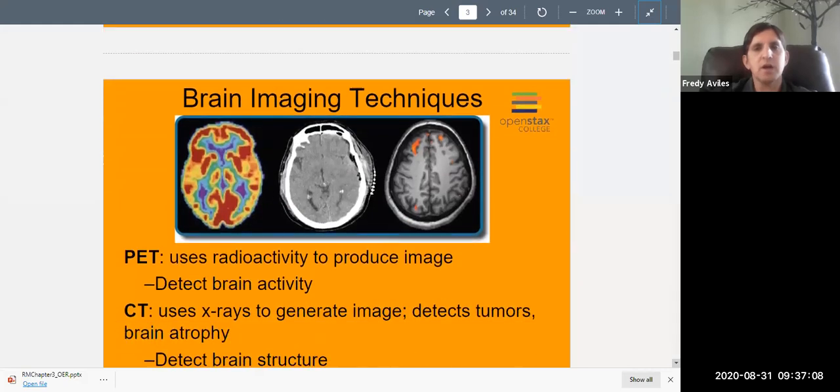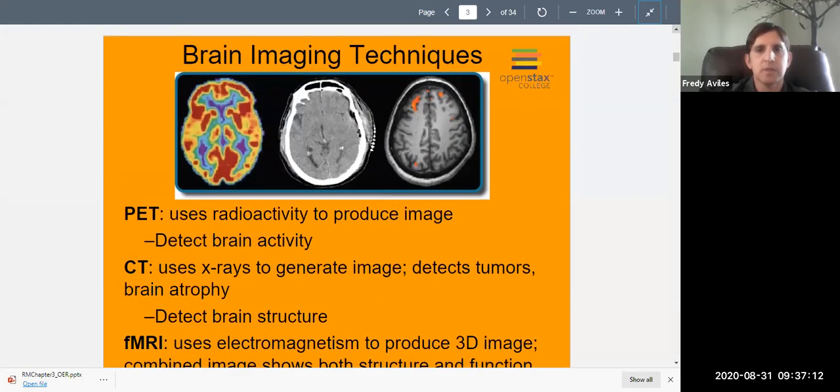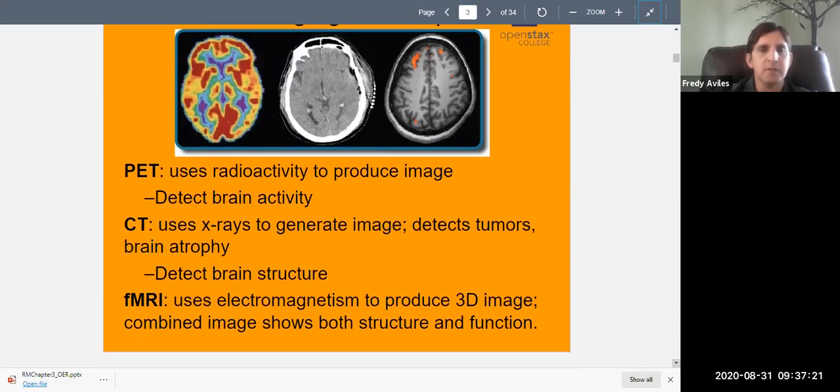All right, so let's start with brain imaging techniques. How do we know anything about the brain? Okay, well, we know things about the brain in various ways, but some of those ways involve brain imaging techniques. Okay, and you can see some images there.